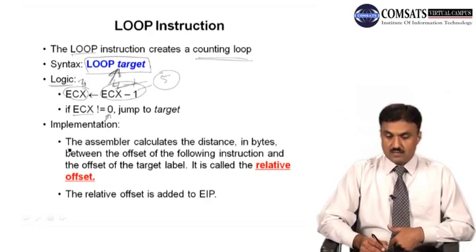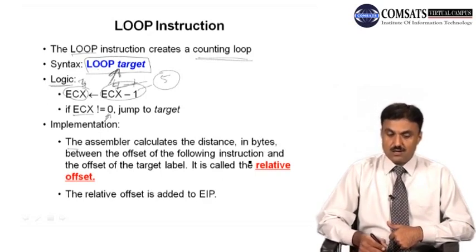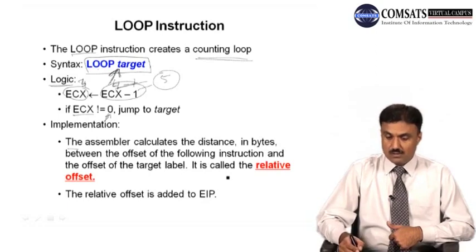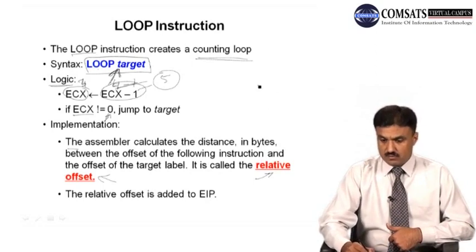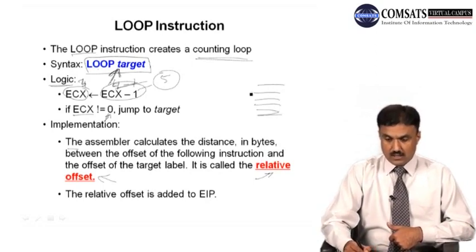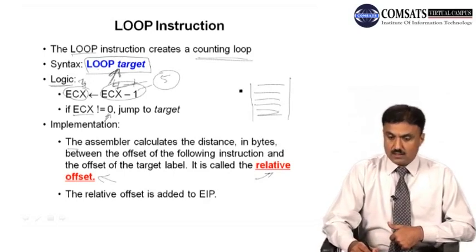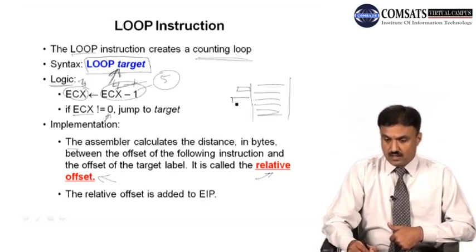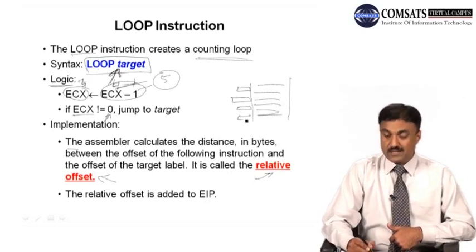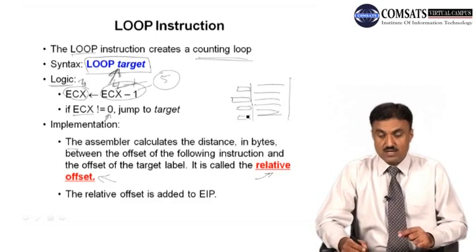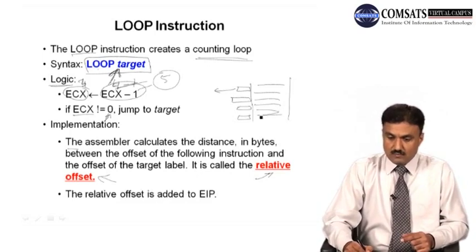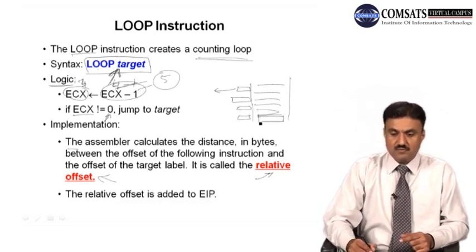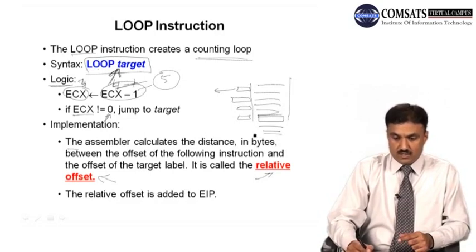The implementation is that the assembler calculates the distance in bytes between the offset of the following instruction and the offset of the target label. This is called the relative offset. You know that we calculate addresses. As I told you in the previous slide, each instruction has a starting address, and if an instruction is multi-byte, each still has an address. For example, currently the program counter or instruction pointer is here, and it is possible that we can jump to this point.